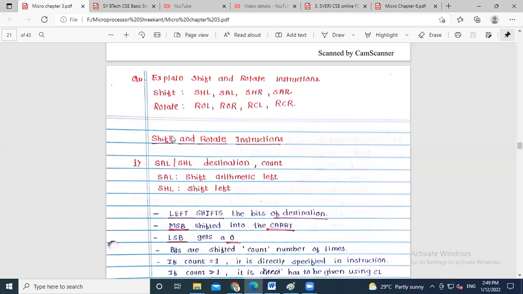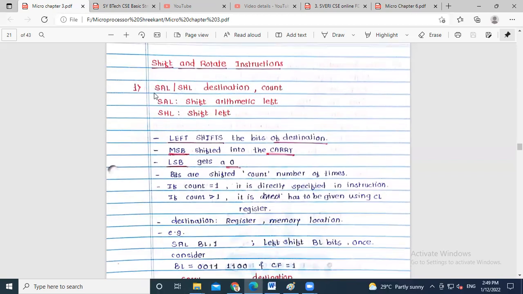So first I will move to the shift instructions. SAL, SHL. It means that it is using one destination and one count. So SAL means what? That is shift arithmetic left. SAL means shift arithmetic left. SHL means shift left. Okay. SHL means just shift left. SAL means shift arithmetic left.